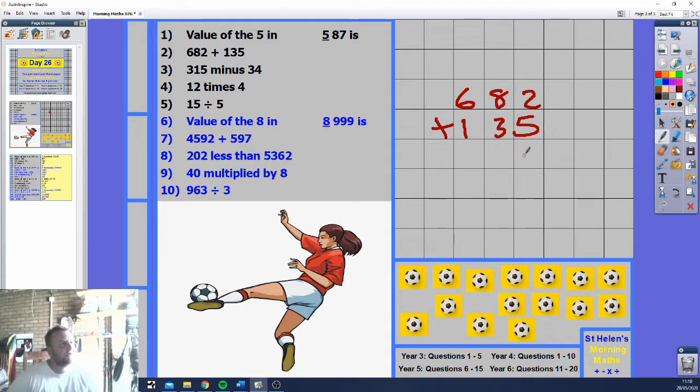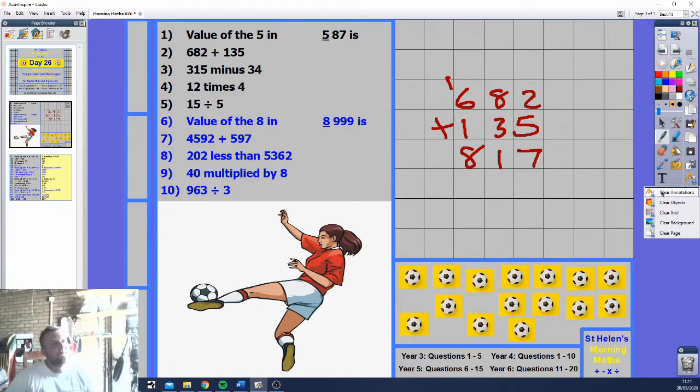We're going to add them together. 2 plus 5 is 7. 8 plus 3 is 11. So put the 1 there, and you're going to put the 10 to the next place value. 6 plus 1 is 7, plus 1 is 8, and you get 817. Woohoo, got it right.